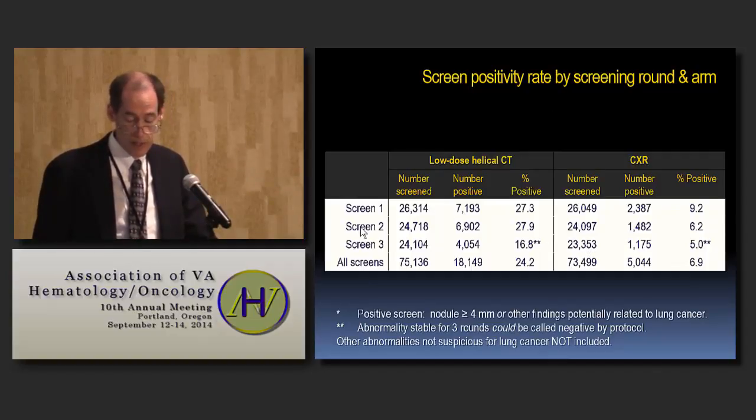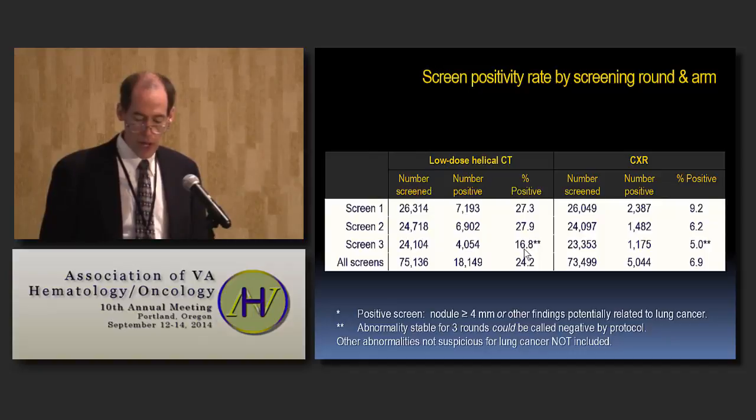And that's unfortunately true for many of our studies. So the number of positive screens is shown on this slide. There was a very high positive screen result in the CT arm. So over a quarter of patients on each screen had some abnormality which was ruled as positive. By the third screen, this number declined, but only because of the stability of lesions, which then led that abnormality to be changed from positive to negative. In the chest X-ray arm, there were also false positives, but it was much lower.